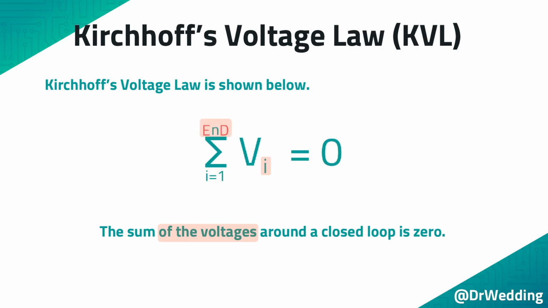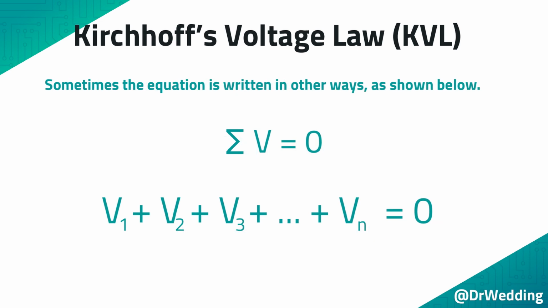Because each circuit is unique, you do not know how many voltages will be in the list. In mathematics, the letter N is used to represent the end of a list. And as long as you start and stop in the same position on the circuit, the voltages will add up to 0. Sometimes the equation is written in other ways, as shown below. If you see KVL written either of these ways, it is the same as the previous equation.